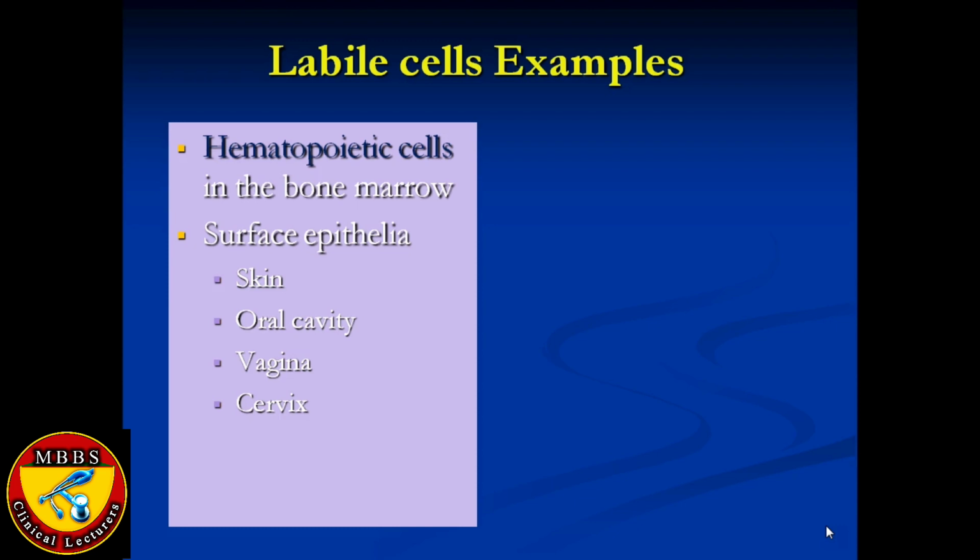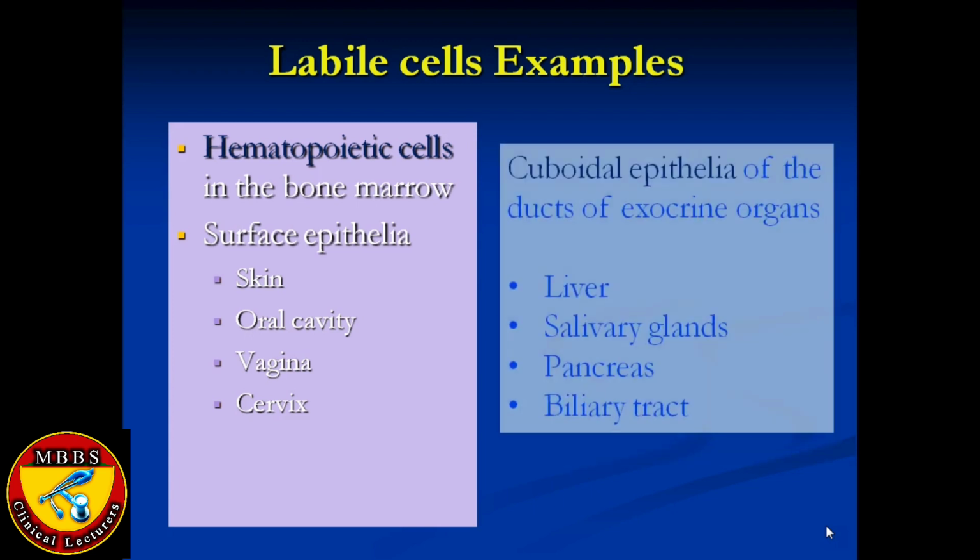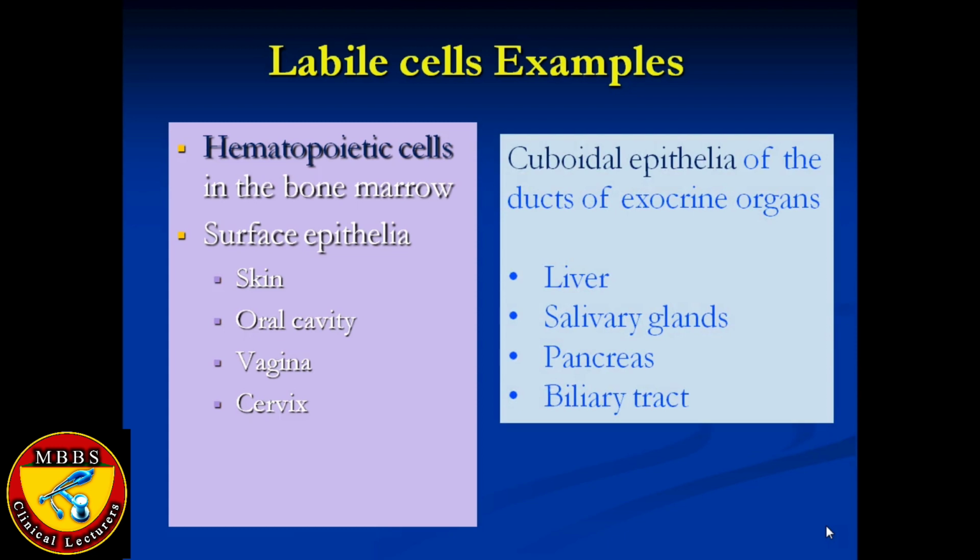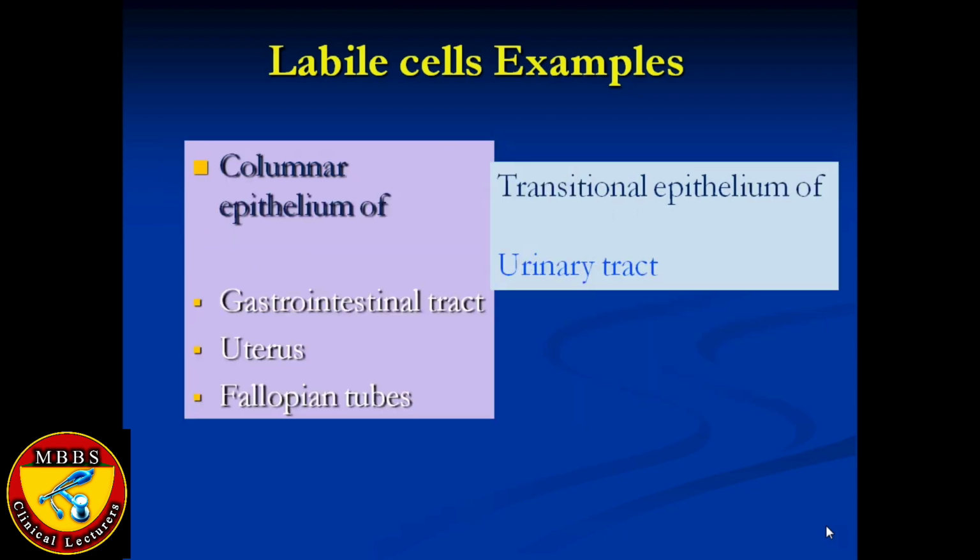Alright, the examples of labile cells would be the hematopoietic stem cells in the bone marrow, the surface epithelia, especially the squamous epithelium of the skin, oral cavity, vagina, and cervix. Then the cuboidal epithelia lining the ducts of the exocrine glands of the liver, salivary glands, pancreas, and biliary tract are also labile. That is, they keep on dividing and shedding, dividing, and replacing the shed surface. Then the columnar lining epithelia, gastrointestinal tract, uterus, fallopian tubes, and the transitional epithelium of the urinary tract.